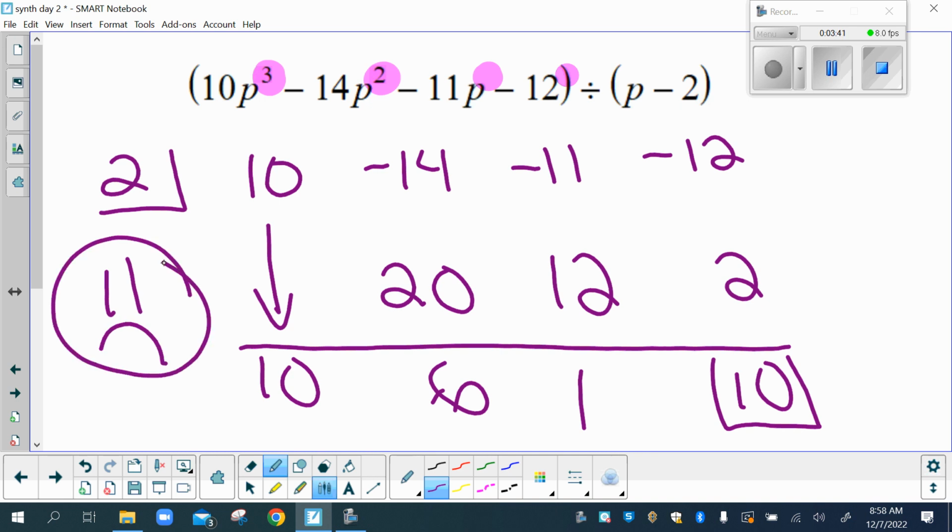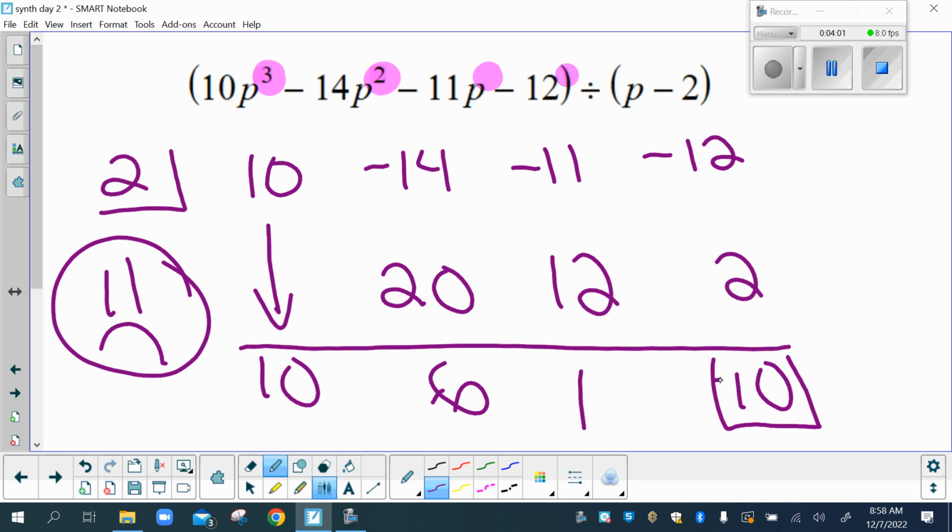Yeah? Did I make a mistake? I did that in the other class too. No. Why would it be? Oh, still, but you know what? Here's what's nice. It doesn't really matter because it's still not a factor, right? As long as it's not 0.